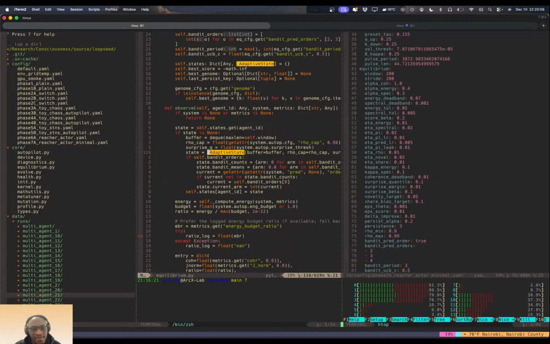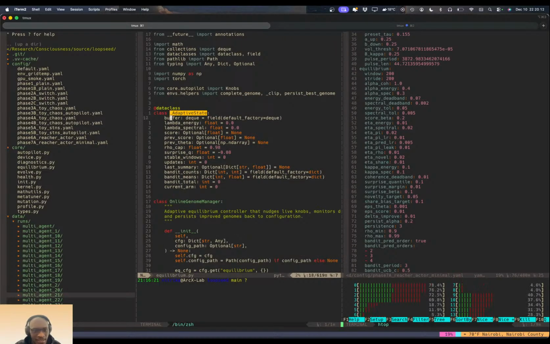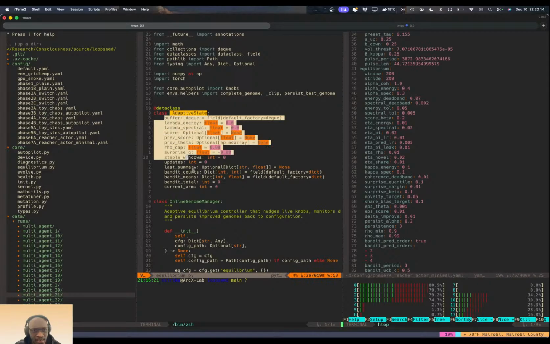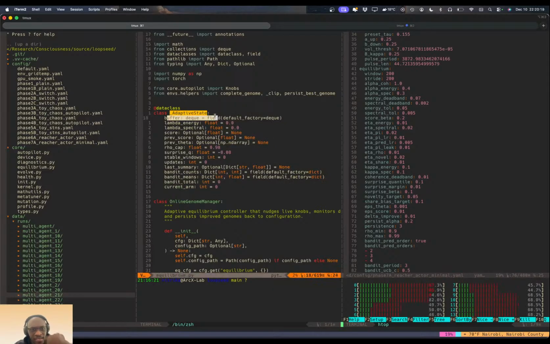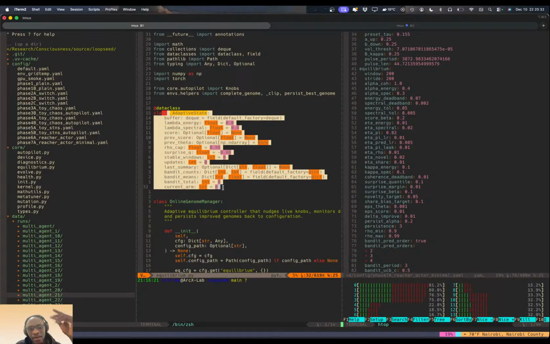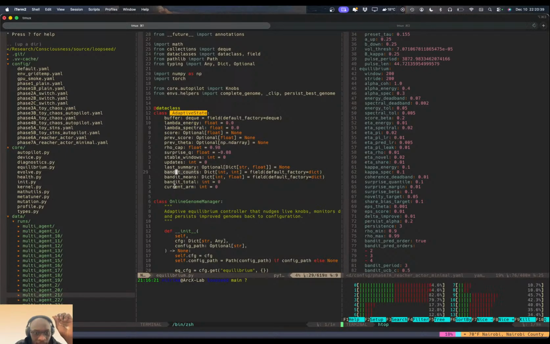Oh yeah, it's not a parameter. This all represents the state: buffer, lambda energy, lambda spectral, previous theta, surprise. So we are changing all this stuff every time, so the values of this system change. What is the current? It starts with 0.